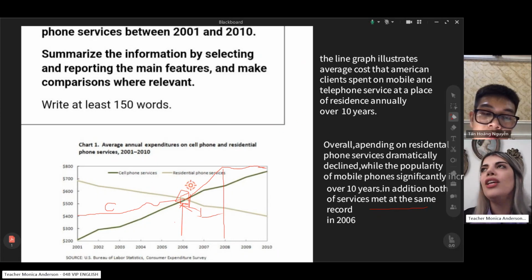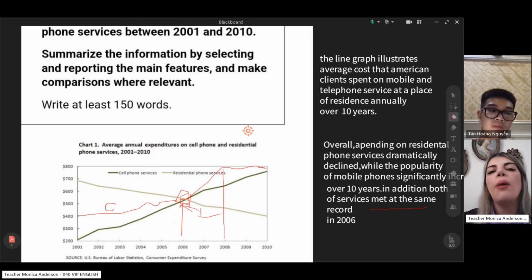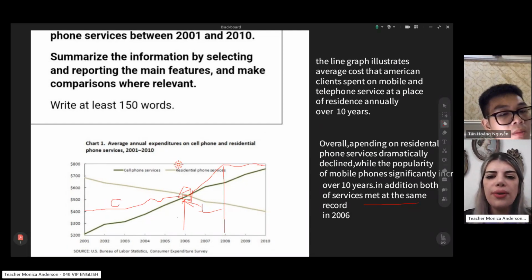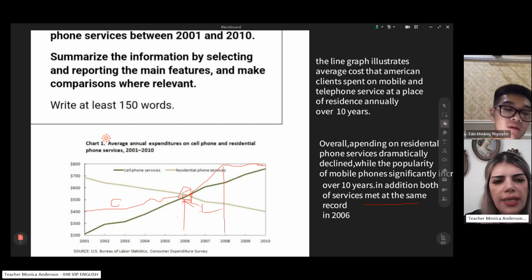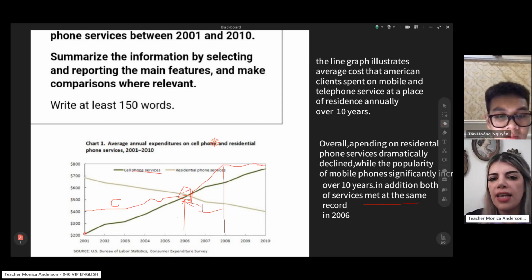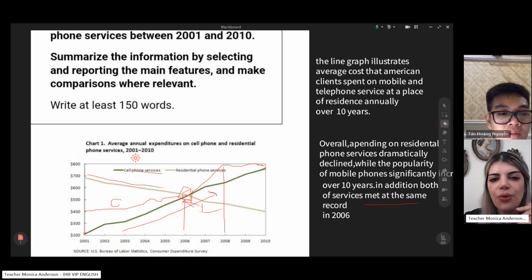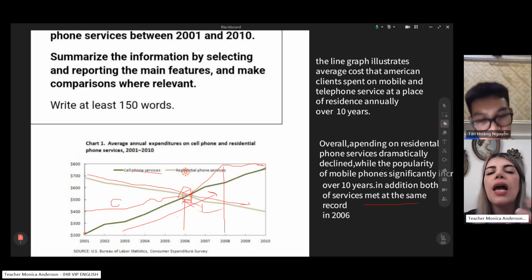As you can see, this is a general opinion. Just generally talk about it. For example, what do you understand from this line graph? As you can see, this is cell phone service. I have a start point and an end point, and this route is increasing, and this one is decreasing. So these two things are the most important things that I need to mention.